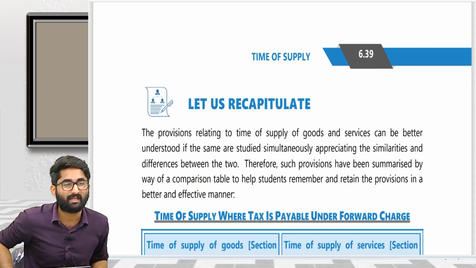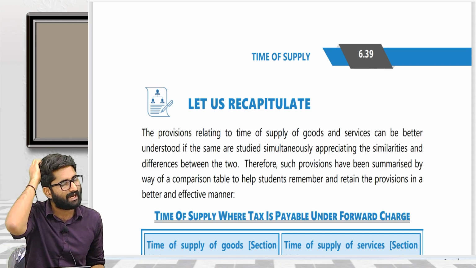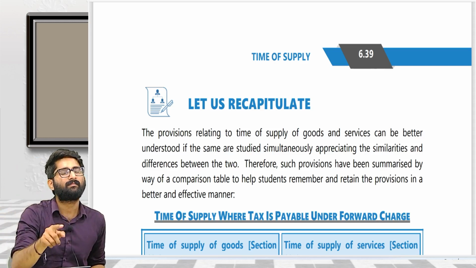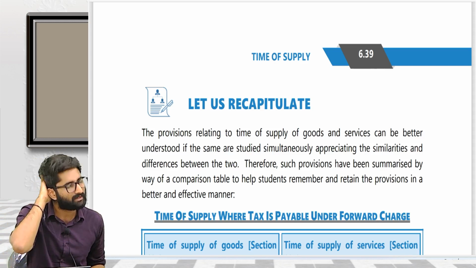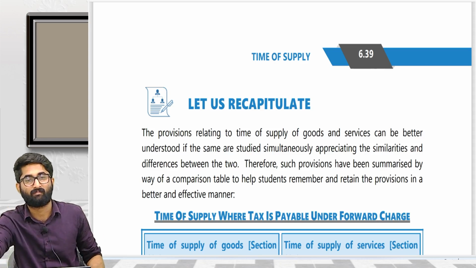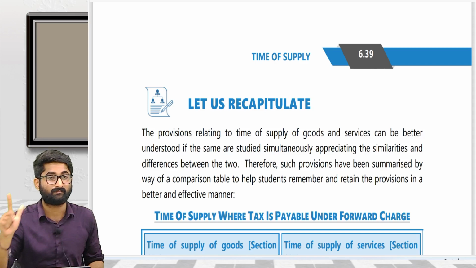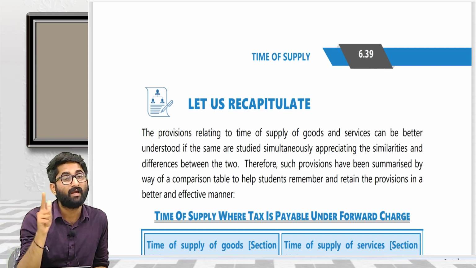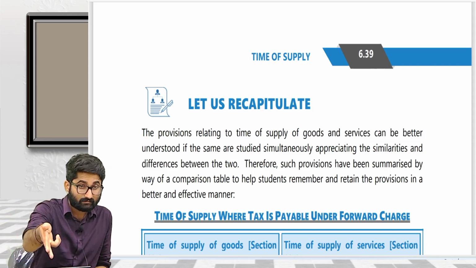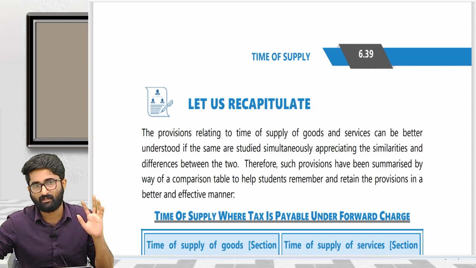Section number 13, time of supply in case of services. Section number 13 subsection 1 says that for time of supply in case of services, you have to follow section number 13. Section number 13 subsection 2 says that in case of forward charge mechanism, if the invoice is issued on time, then the date of invoice or date of payment, whichever is earlier. If the invoice is not issued on time, then date of provision of services or date of payment, whichever is earlier. And in any other cases, it is the date of entry in the books of accounts of the recipient. That will be the time of supply.